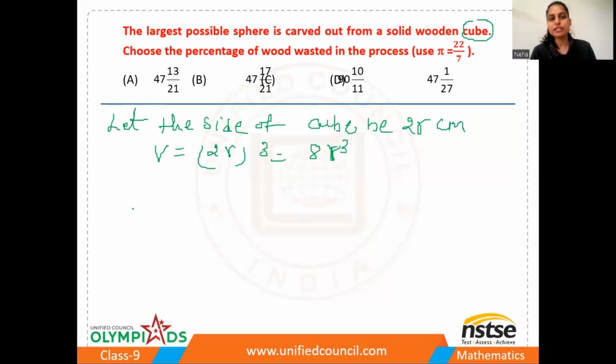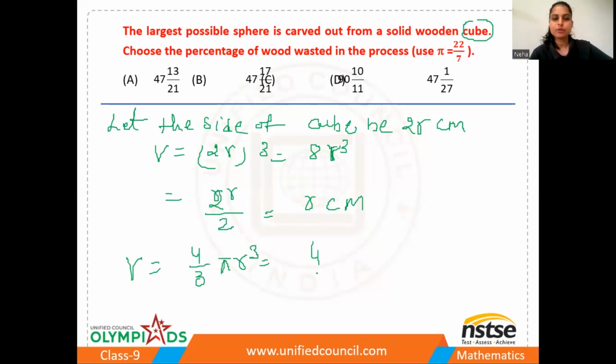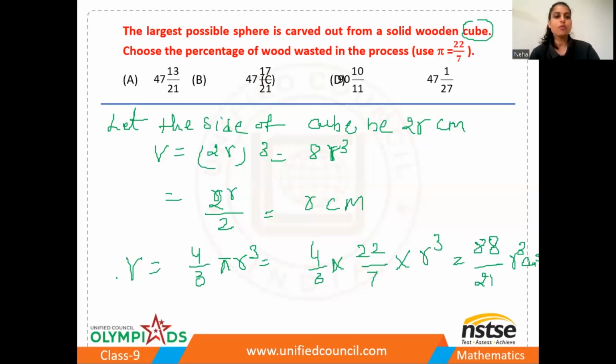Now the question is about the radius of the biggest possible sphere carved from the cube. What will be the radius? It will be 2r upon 2, that means this would be r centimeter. That's why I am taking it 2r, so that these quantities will not come in fraction form. So the volume of the sphere will be 4 by 3 pi r cube. That means 4 by 3, pi is 22 by 7, and the radius is r cube. So this is 88 divided by 21 r cube centimeter cube. This is the volume of the sphere.